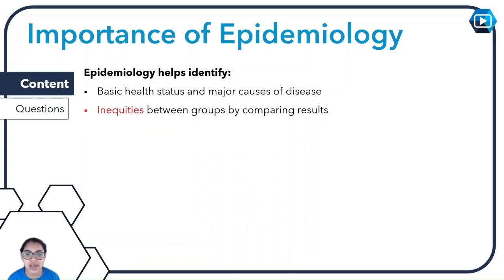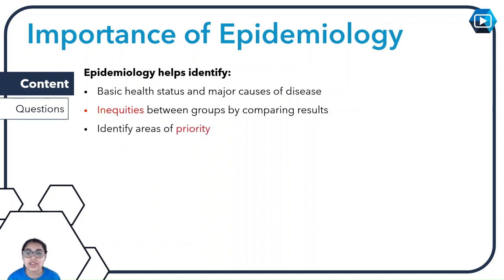Secondly, it also allows us to see the inequities that are apparent between groups. And that can be done by comparing the results. So, for example, for life expectancy, we very briefly had a look at the inequity between non-Aboriginal and Torres Strait Islander Australians and Aboriginal and Torres Strait Islander Australians, and the huge gap in life expectancy there.